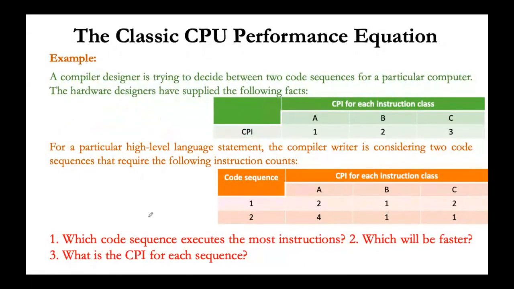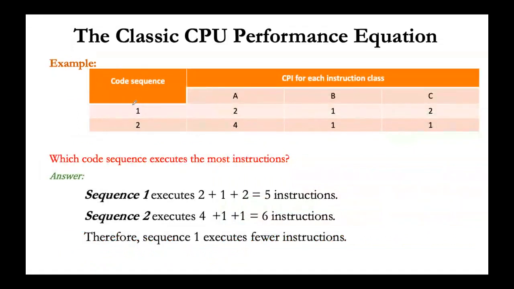So which code sequence executes the most instructions? Which code sequence, 1 or 2? Or which will be the faster one? Which computer will be the faster one, A, B, or C? Or what is the CPI for each sequence? To answer these questions, you can see this example.